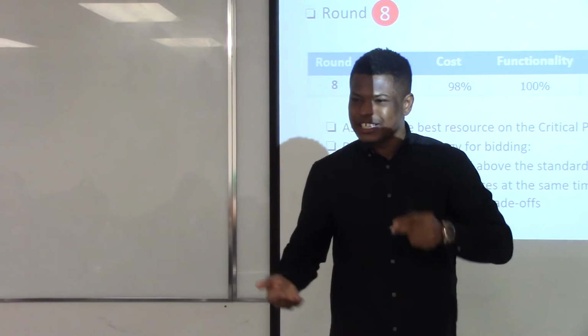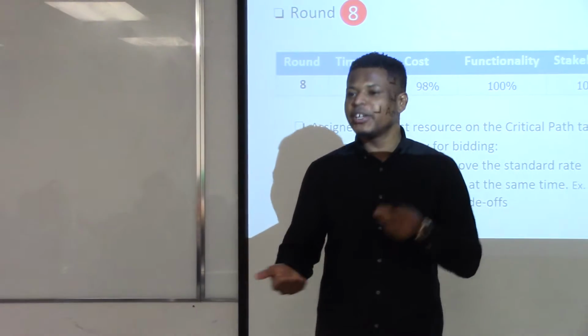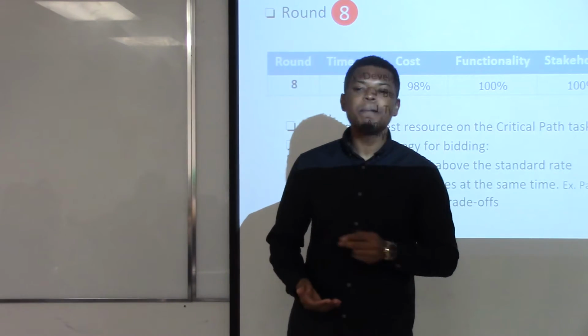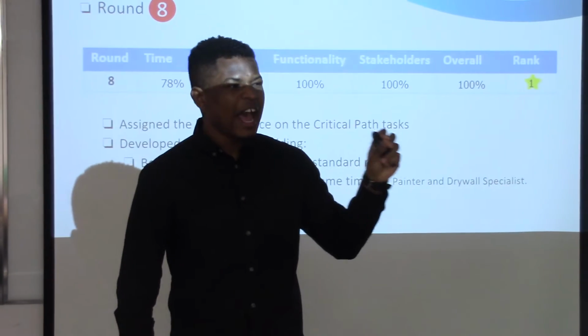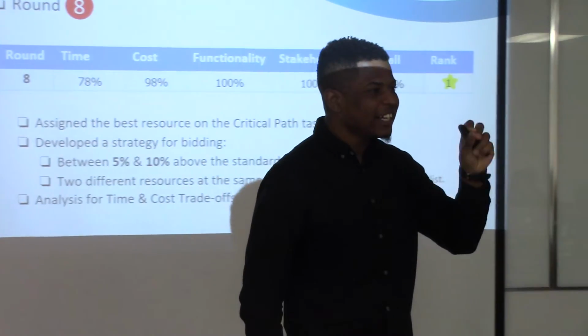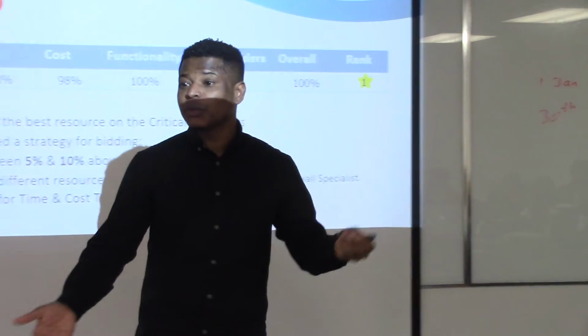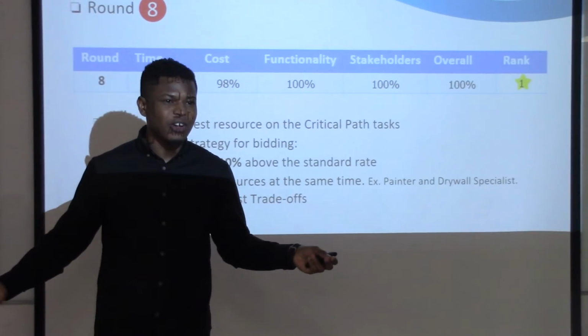But how did we get these best resources? Well, here is the winning formula. We'll explain it to you. We bid 5% on the best resources in the table. And we bid 10% on the second best resource. And that's what allowed us to secure the best resources overall.